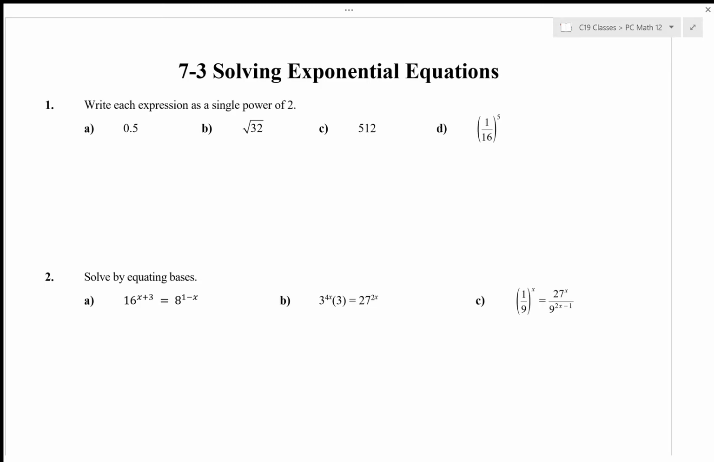But I have taught you how to solve using logarithms, and I do expect you to solve using logarithms for some of the questions that we do. But not in this section. You should never have to use logs in this section when you're solving. So it's going to be solving by equating the bases like it says in number 2.